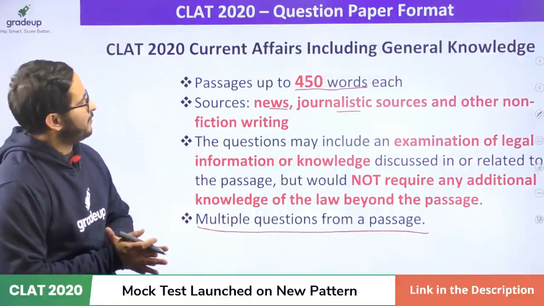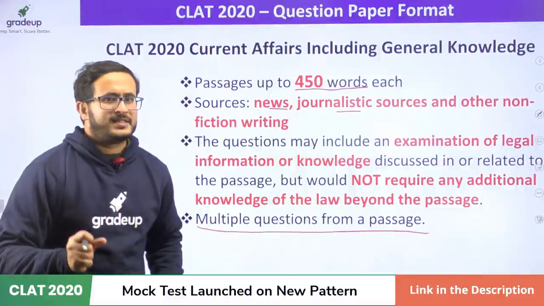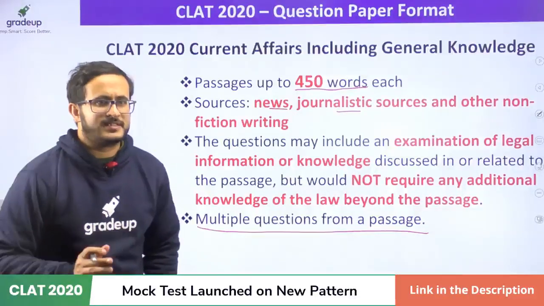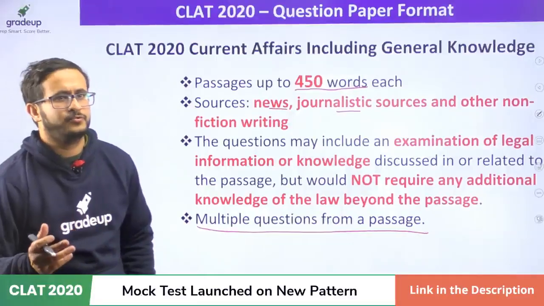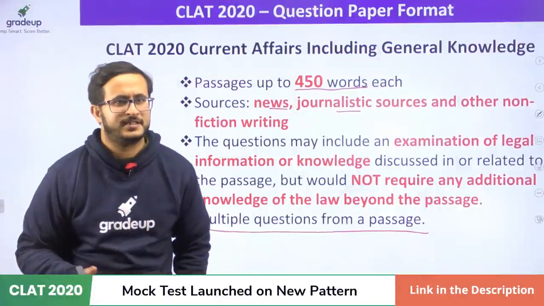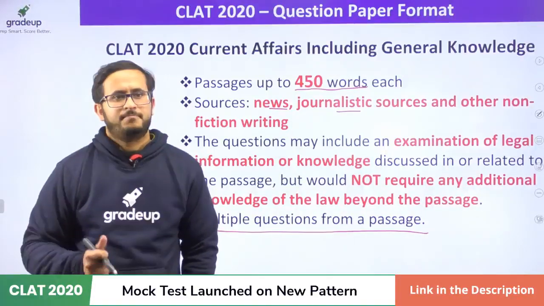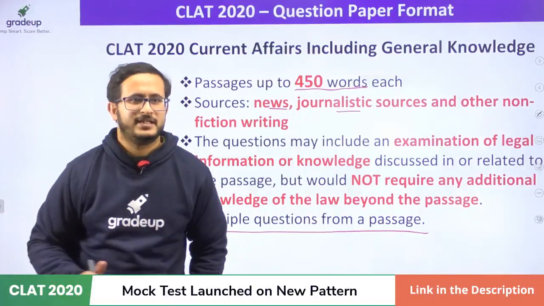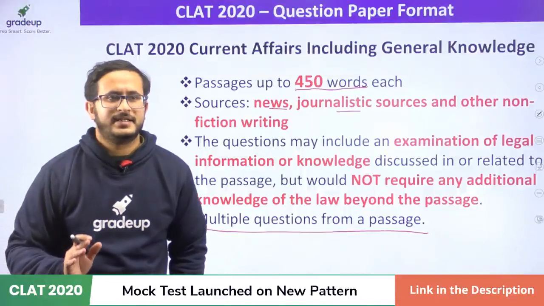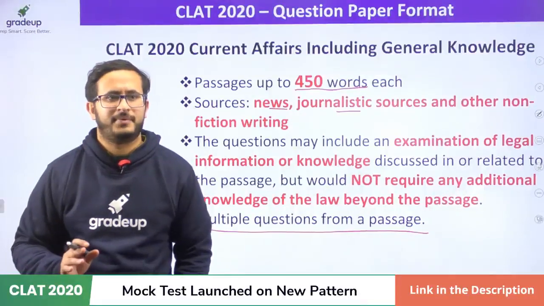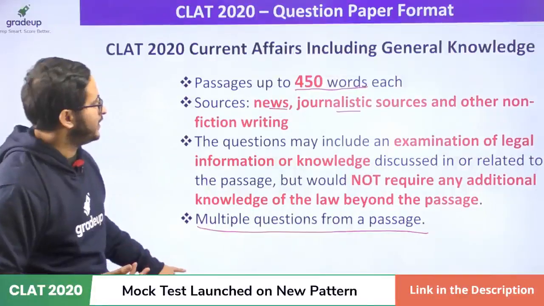Just a recap of the current affairs section: it will again be based on passages of around 450 words each, and the sources would be news, newspapers and journals. There might be questions on legal knowledge, but you don't require any additional knowledge of law beyond the passage. Whatever is stated in the passage is all you would have to apply. So no additional knowledge of law is required in this section.